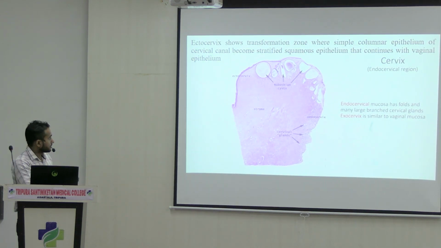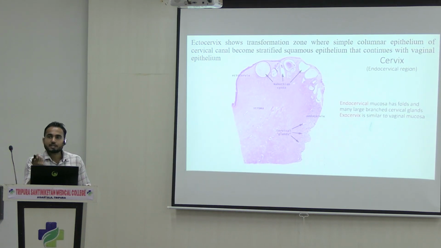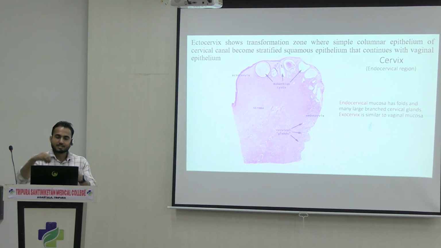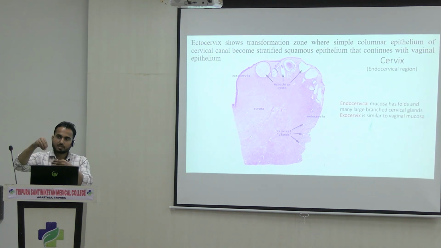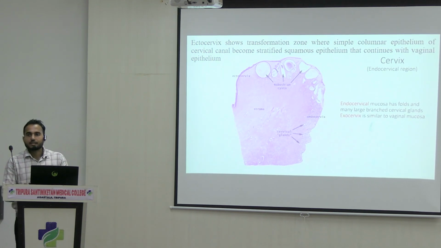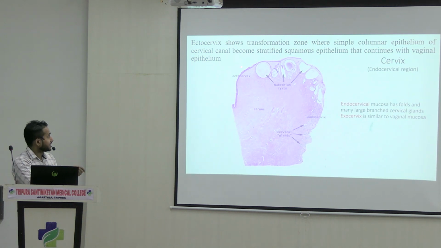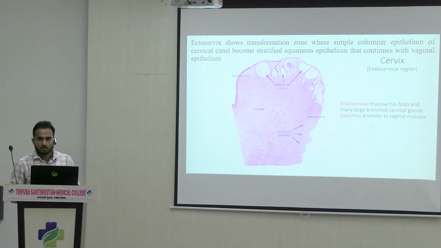And the next part is the ectocervix. What is this ectocervix? You have studied that the cervix extends into the wall of the vagina. The part of the cervix which extends into the wall of the vagina is called the ectocervix. What is present in the ectocervix? As you can see, the lining epithelium changes to stratified squamous non-keratinized epithelium. So here you can see all the layers of the cervix.